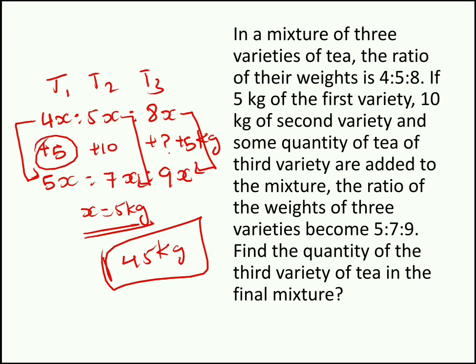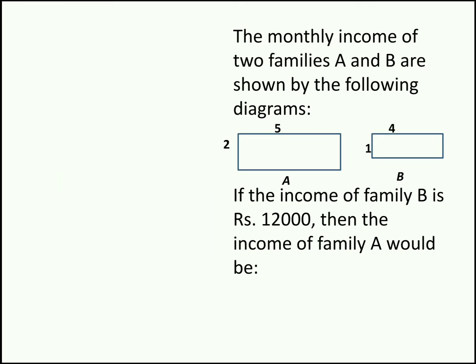Now moving to our second question. The monthly incomes of two families A and B are shown by the following diagrams. So you have two rectangle shapes, and you have to take this as the monthly income of A and this one as the monthly income of B. If the income of family B is 12,000, then find the income of family A.